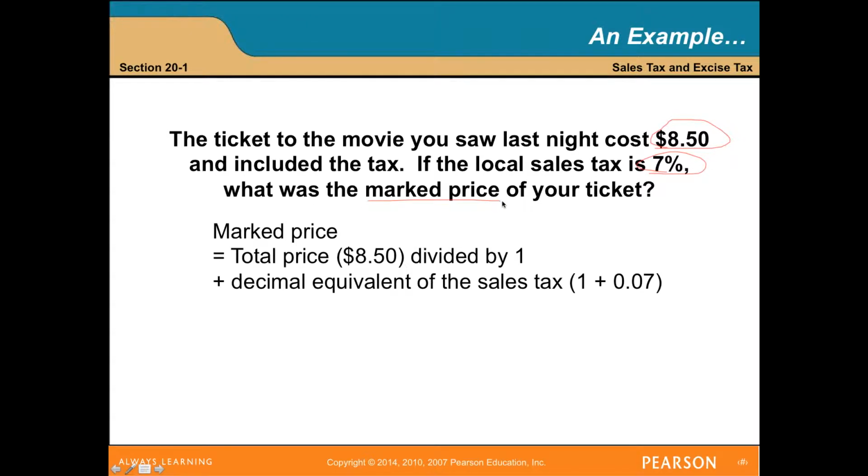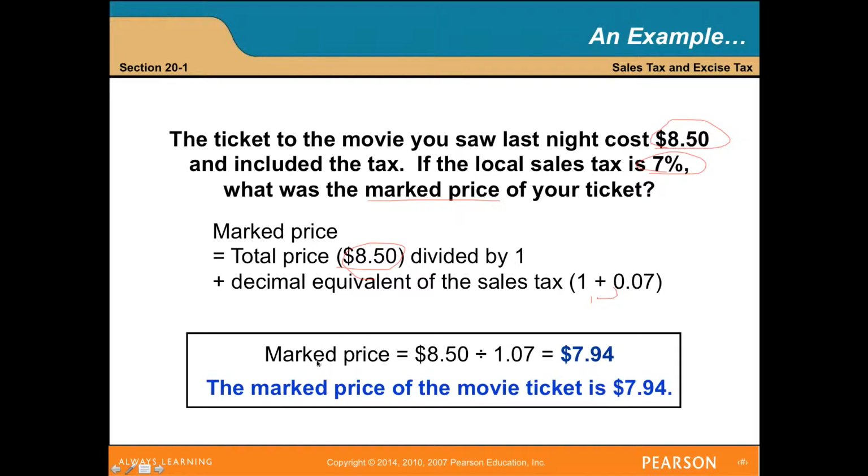So the marked price we have here, the total price of the ticket, $8.50 divided by 1 plus the decimal equivalent of the sales tax. So 1 plus 0.07 is 1.07. So then we get the marked price, and the marked price is $7.94. The marked price of the movie ticket is $7.94, and we do that by dividing $8.50 by the 1.07.